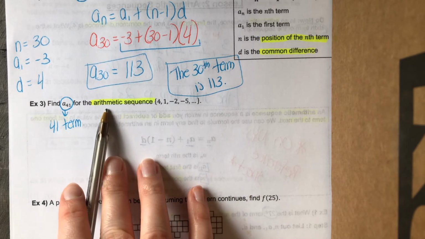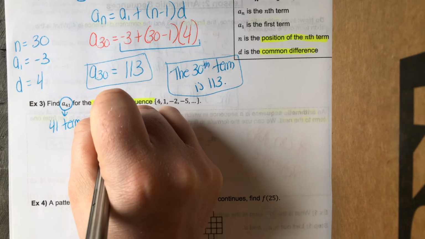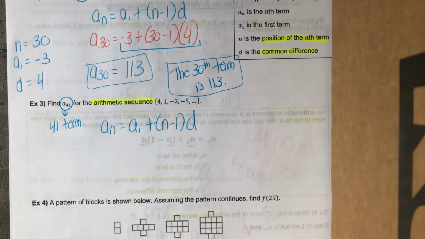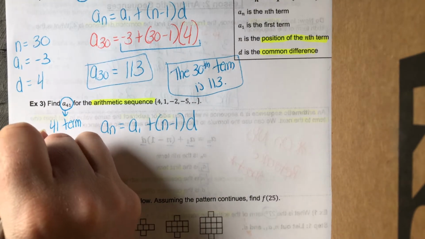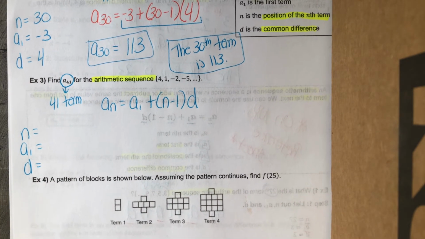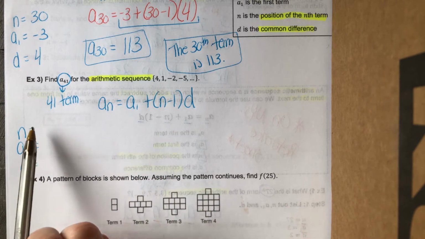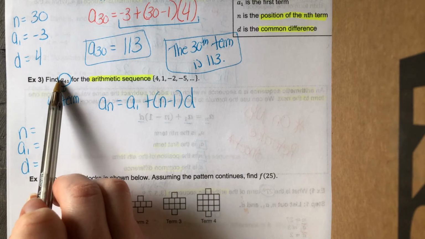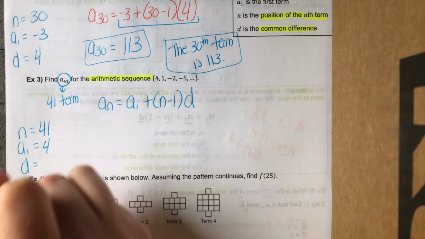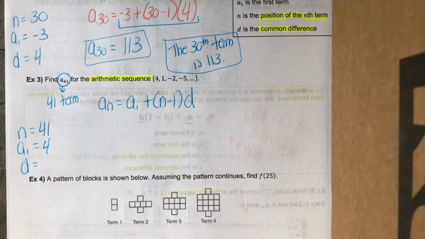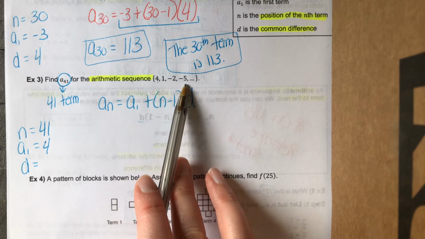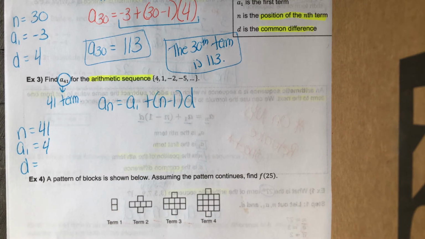So since it's arithmetic, I'm going to write the formula, which is a sub n equals the first term plus n minus 1 times d. I know I have to find n, the first term, and d in order for me to be successful with this question. So I'm going to look back to help. So I know that a sub n is 41. The first term is 4. And it's arithmetic, so it's addition or subtraction to get from one number to the next. I can see my numbers are getting smaller, so there must be some type of subtraction being used here.